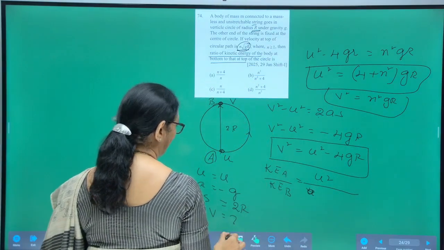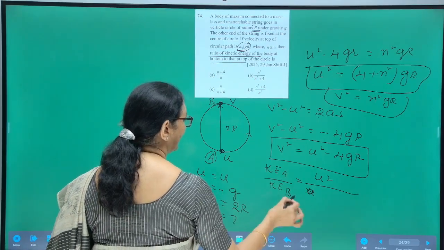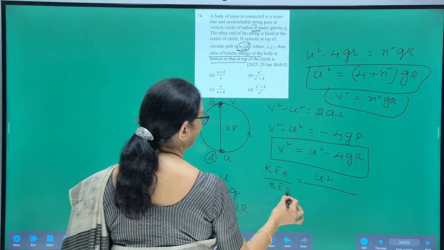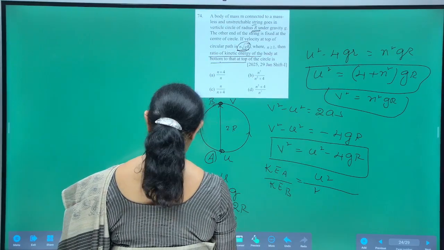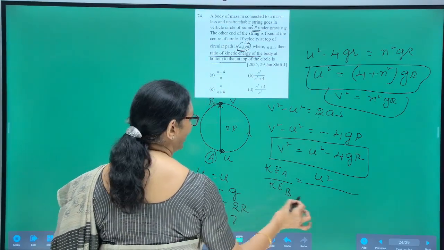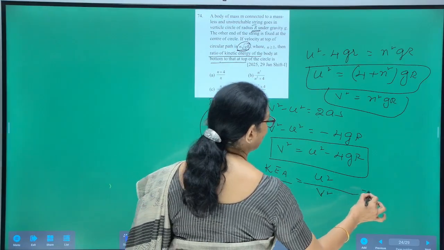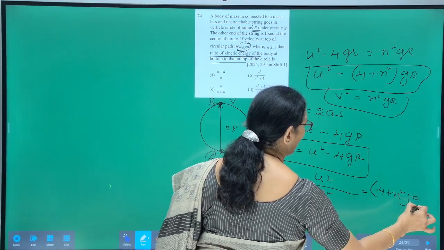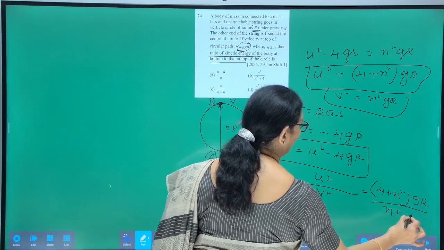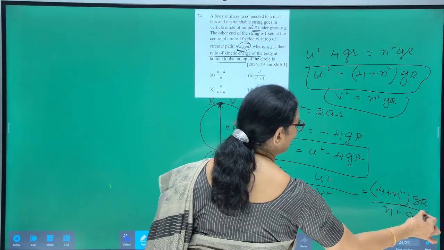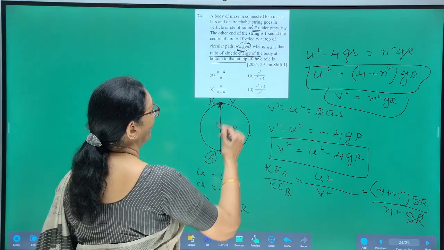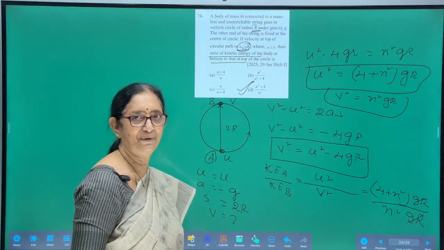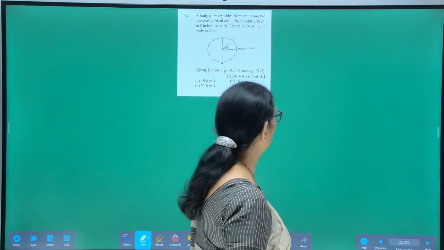So just if you substitute that here, the kinetic energy of the body at the bottom, that is at A, and at the top, that is v square, the highest point velocity is taken as v square. This is equal to u square, which is 4 plus n square gr, and v square is just n square gr. So gr and gr get cancelled, it is 4 plus n square by n square. This is the correct option for that problem: the ratio of kinetic energies at the bottom and at the top.